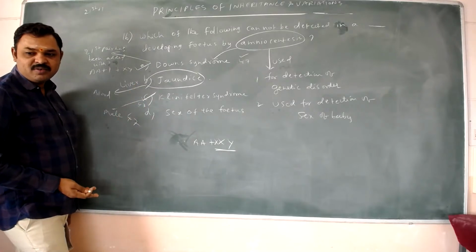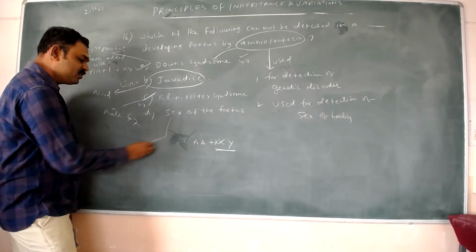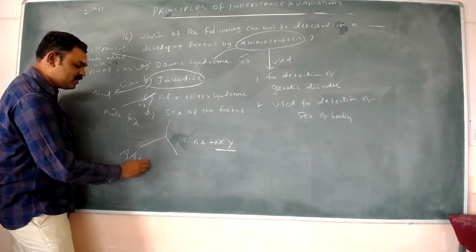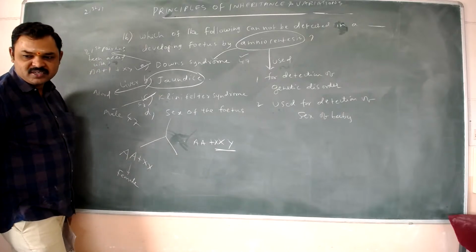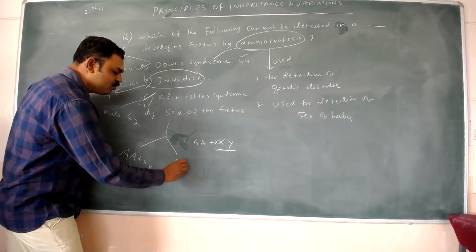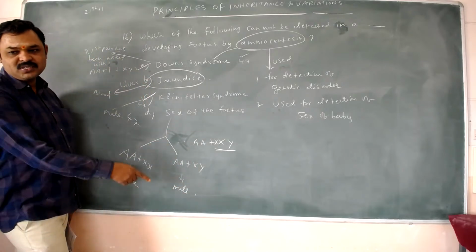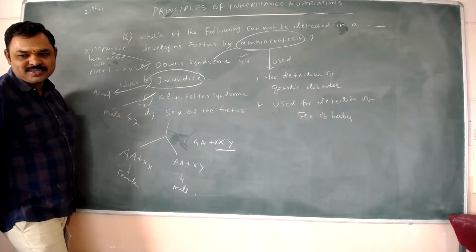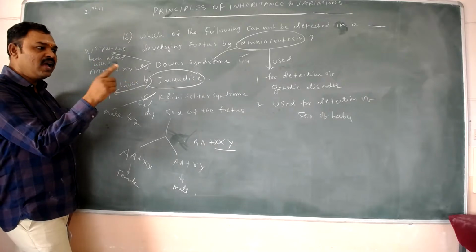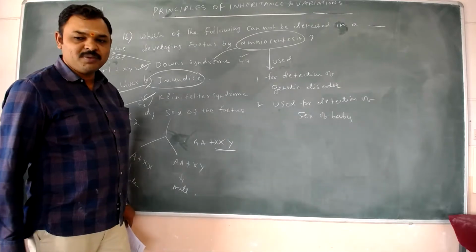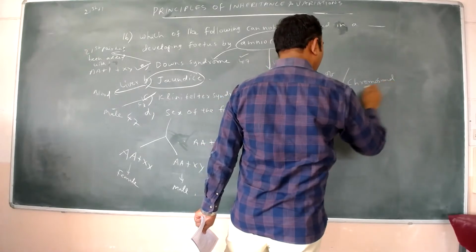The sex of the baby, whether male or female, how is it decided? By means of chromosomes. Autosomes plus XX is a female individual. Autosomes plus XY is called a male individual. So on the basis of chromosome configuration, we can determine the sex of the baby. Amniocentesis is used for detecting genetic abnormalities, chromosomal disorders, as well as for detection of the sex of the baby.